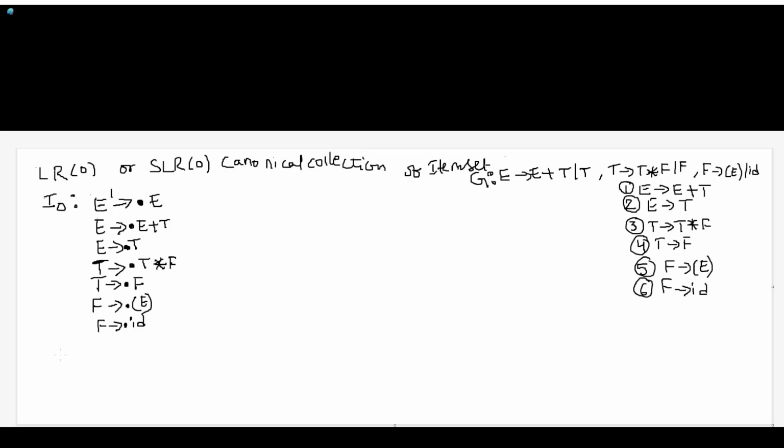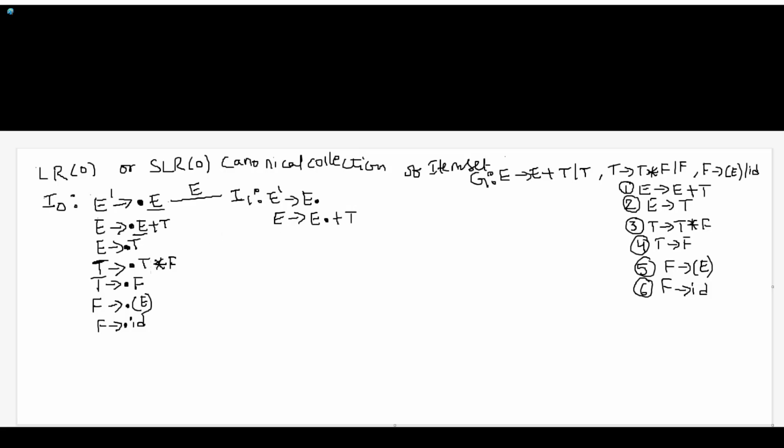What happens after completion of I naught? Now we have to shift the dot according to our concept. So take another new item set to shift for E. I am shifting for E. So take item set I1, that is E dash derives E dot. Again, if you observe carefully, this symbol and this symbol both are the same. If it is the same symbol, we have to include it in the same item set. So therefore, E derives E dot plus T.